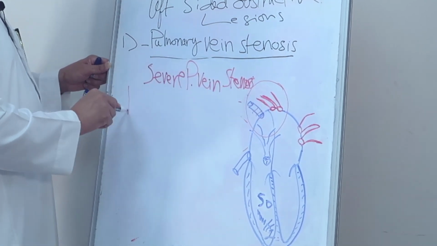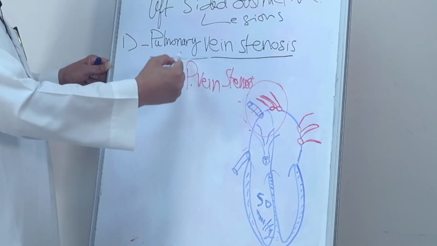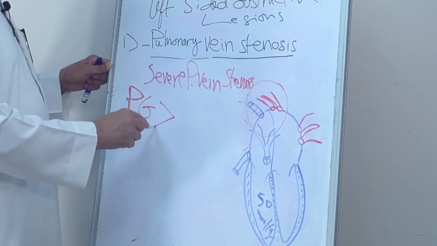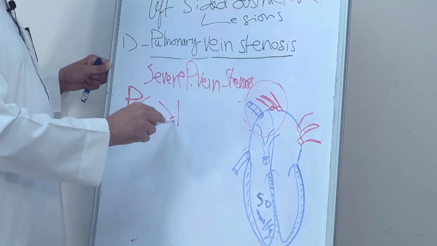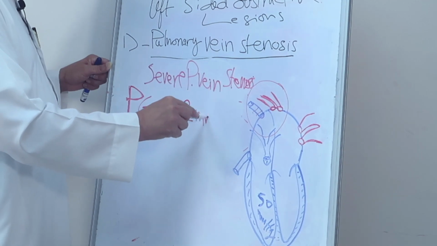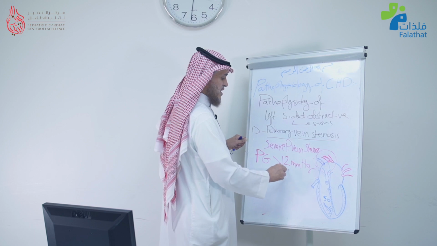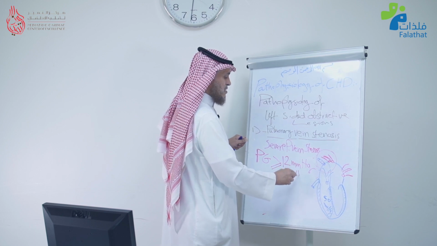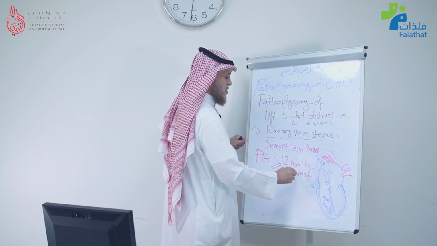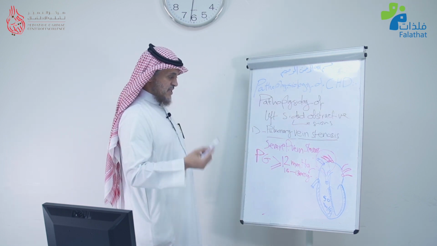mean or pressure gradient between the left atrium and the proximal part of the vein will be more than or equal to 12 millimeter mercury. Usually talking about 15 to 18 millimeter mercury. So this is quite a severe obstruction.